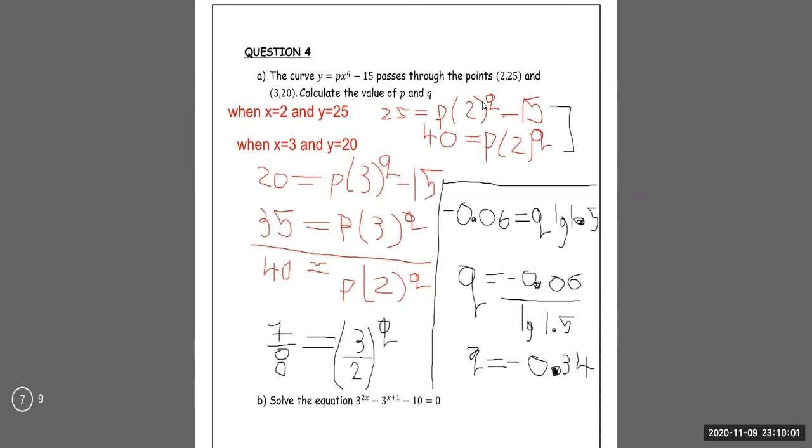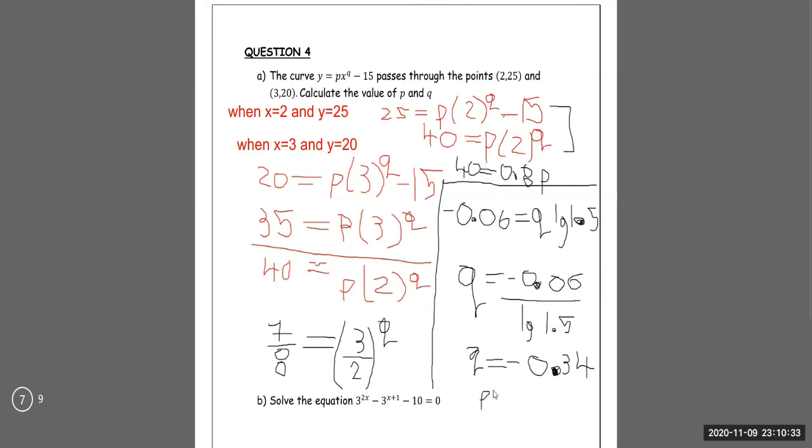2 raised to the negative 0.34 is equal to 0.79. Let's just say 0.8. And so what we're saying is 0.8p is 40. So what's p? 0.8p is 40. That's what we're saying. P is 50. Nice. So we end up getting p is 50.